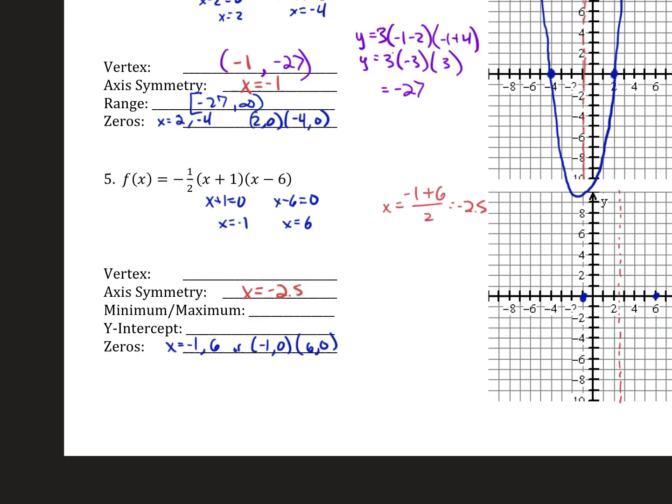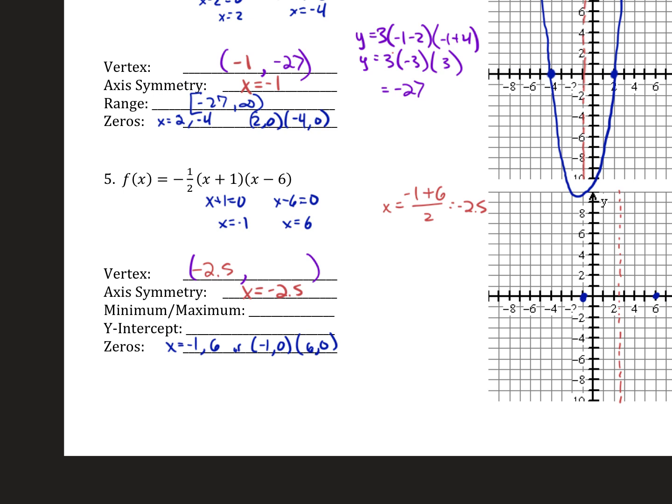So this is kind of me getting started. I took the factors, set them equal to 0, and then I got my x-intercepts, or my zeros, negative 1 and 6. And then the axis of symmetry is right in between them, which is kind of hard to tell because they're 7 apart from one another, so the math for that is averaging them. Add the 2 zeros together and divide by 2, negative 2.5. That's my axis of symmetry, which means my vertex is negative 2.5, comma something.